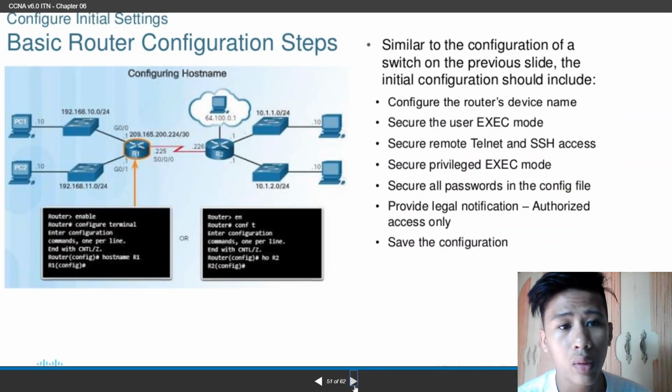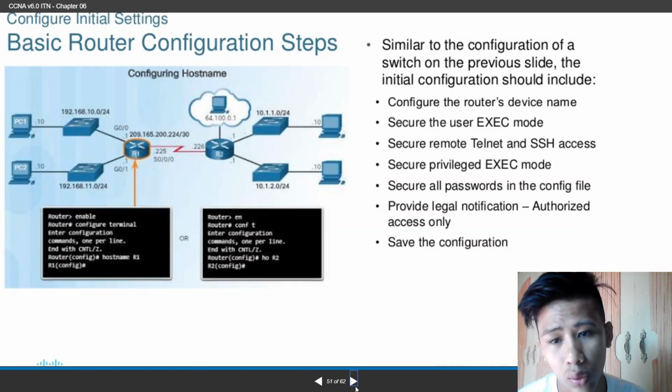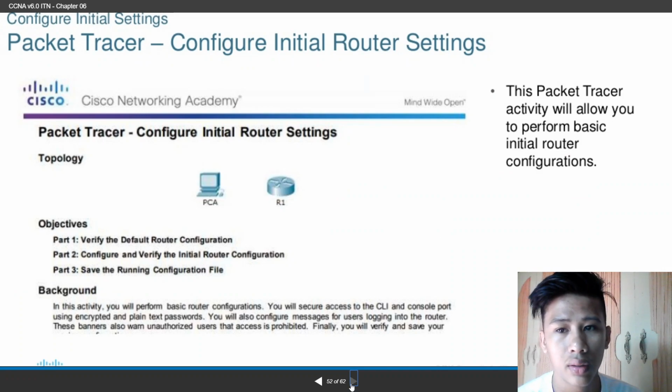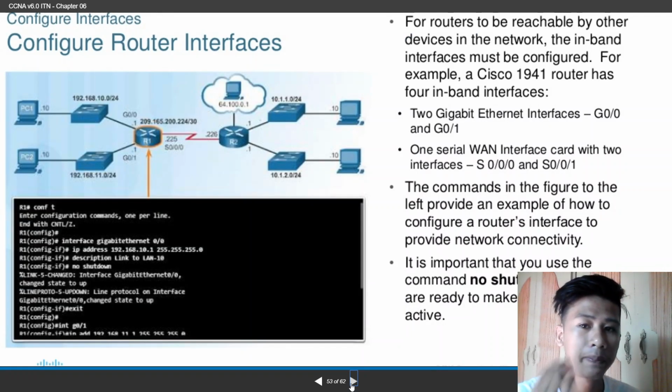These are the basic router configuration steps. First, configure the router's device name, secure user exec mode, secure remote Telnet and SSH access, secure privilege exec mode, secure all passwords in the config file, provide legal notification that authorized access only is allowed, and save the configuration.